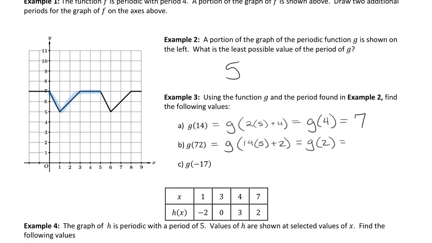Yeah, so I would go 1 through 5, 6 through 10. I do that 14 times, I'd be at 70. I just have 2 more, which means I only need to evaluate at 2. When the input is 2, what's the output? 6.